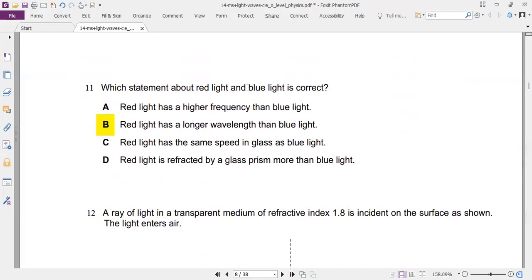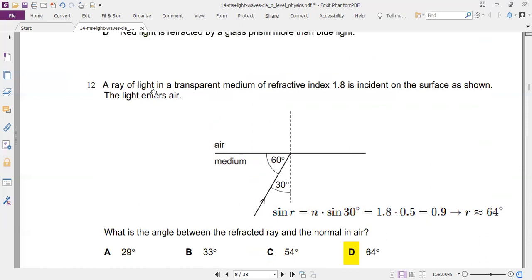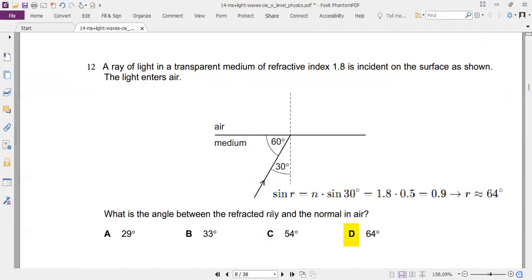Number 11, red light and blue light. How do you do it? You do the ROYGBIV order. So R comes first, its wavelength is longer than the blue one. All others are wrong. Number 12. So we have the refractive index, we have the angle of incidence. So the angle of refraction will be very simple through this calculation.